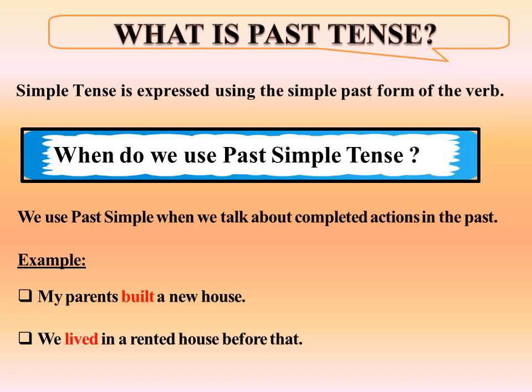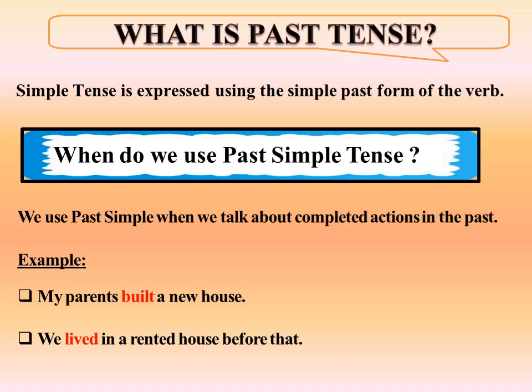You all know in tenses, the verb is the main one. What is a verb? The action word, which has happened in the past. When do we use past simple tense, students? We use this past simple tense when we talk about a completed action in the past. That is, the action is over.